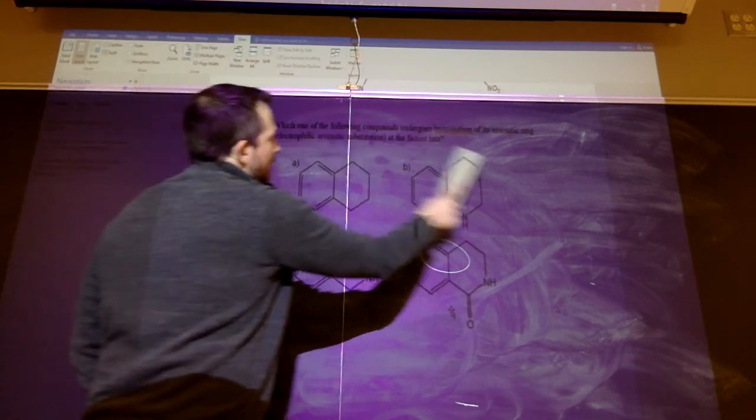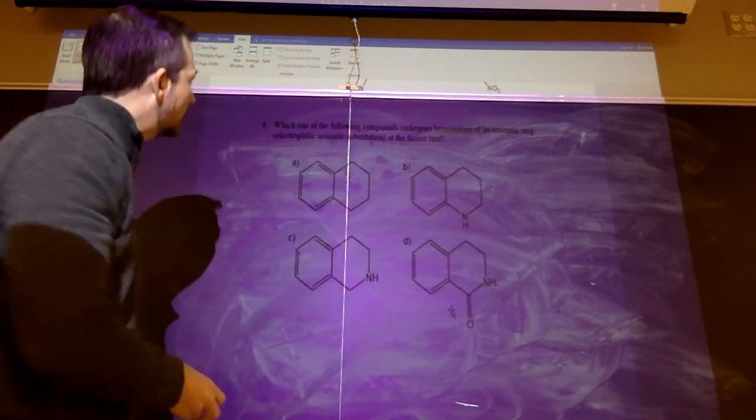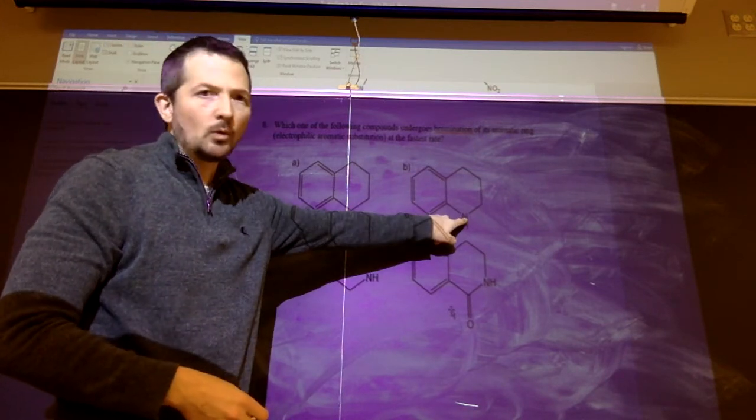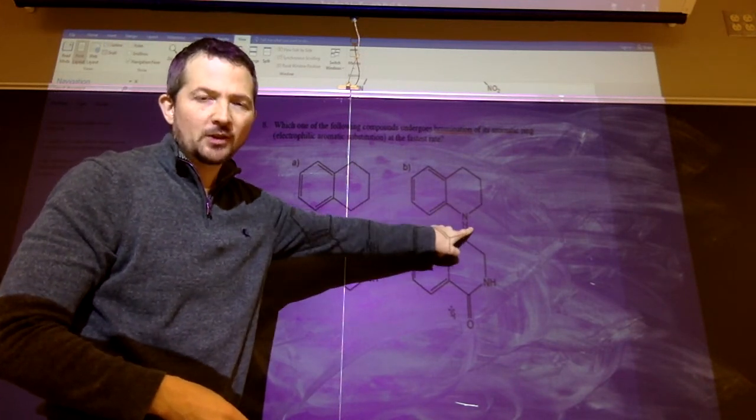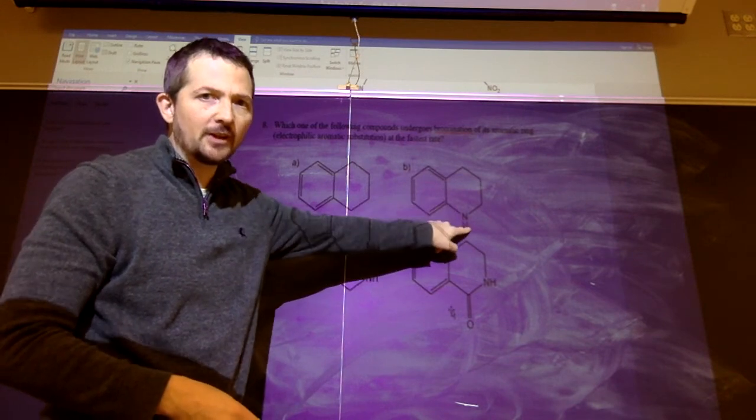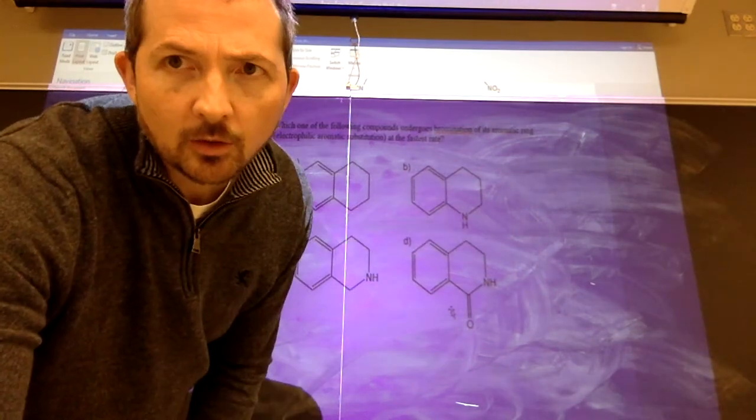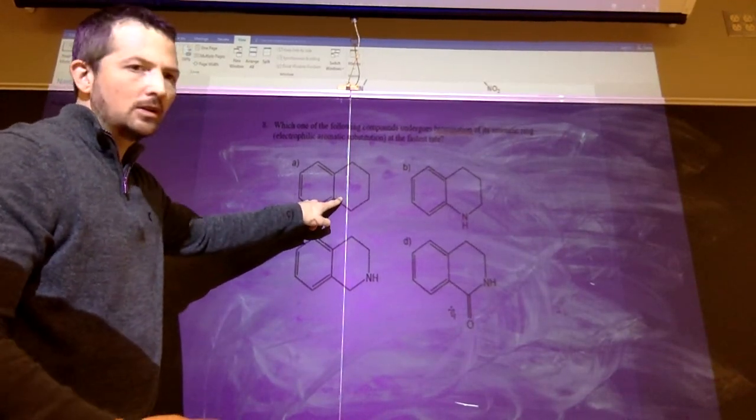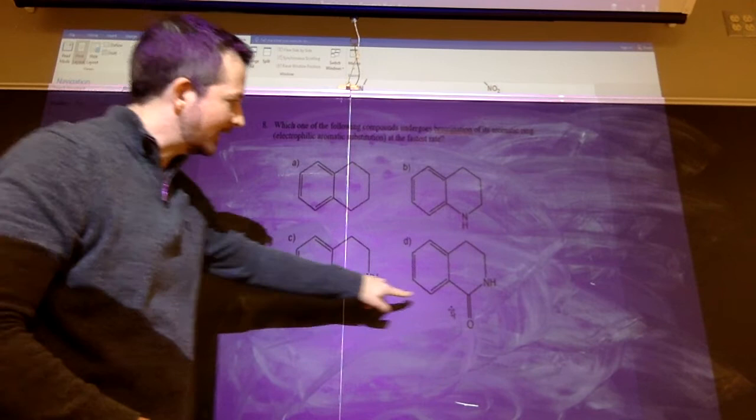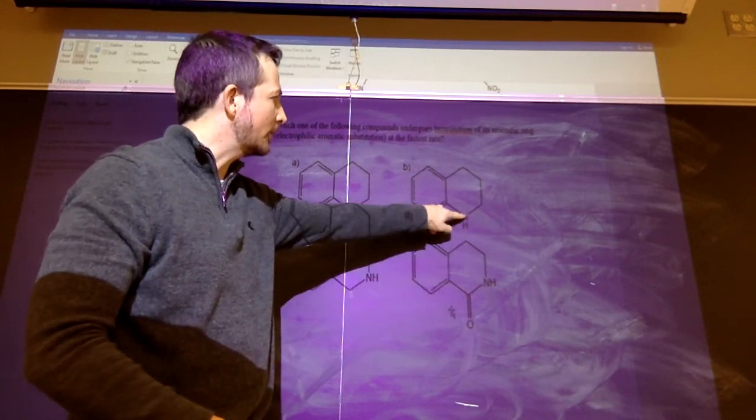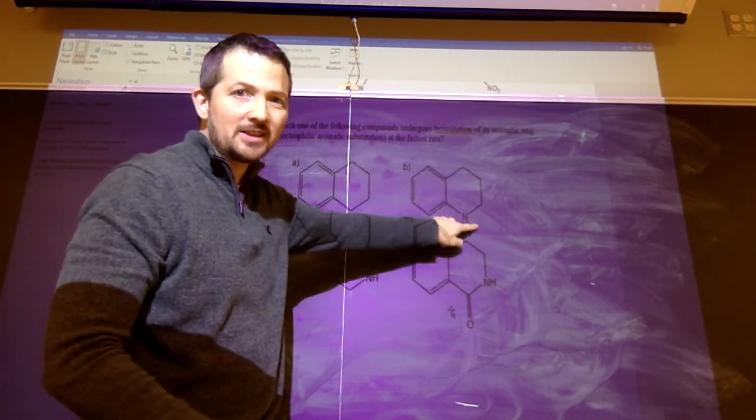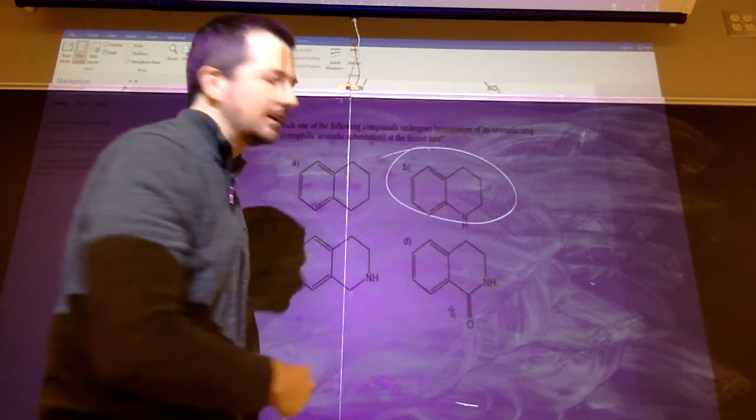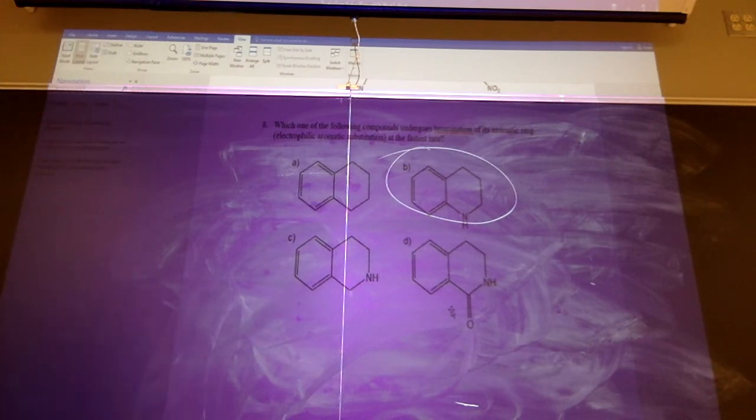Which of the following compounds undergoes bromination of its aromatic ring at the fastest rate? So the one with the lone pair of electrons right adjacent to the ring, so it can donate electrons and have that resonance effect with the ring, is going to be the one that reacts the fastest. Here's an alkyl group, weakly activating; alkyl group, weakly activating; carbonyl, it's deactivating. The one with the lone pair directly adjacent to the ring will have the strongest activating effect, so it'll react the fastest. B, correct answer.